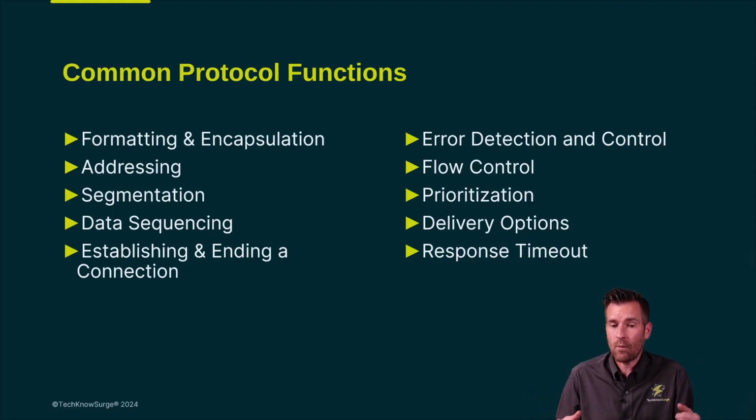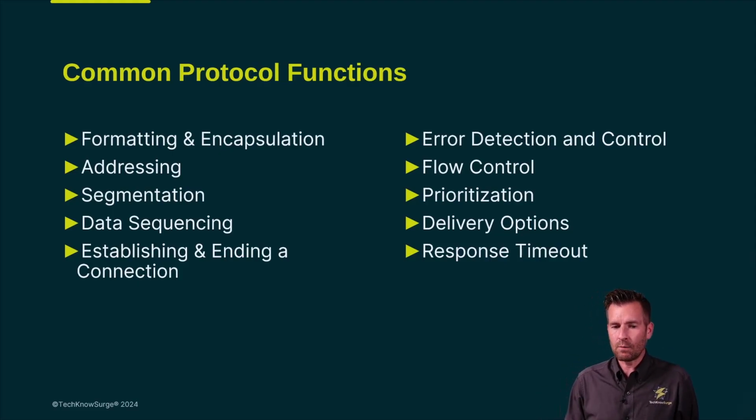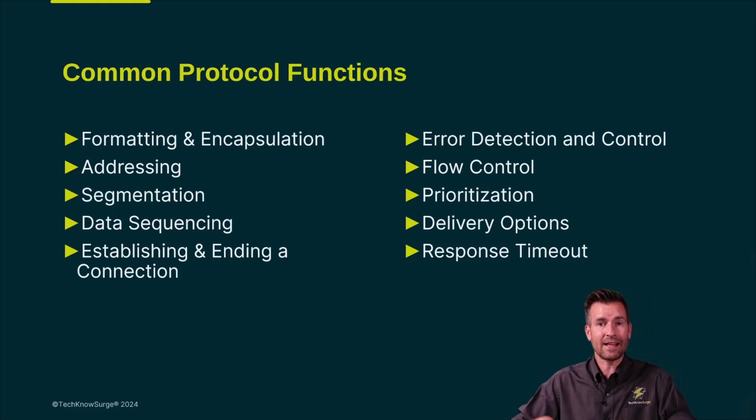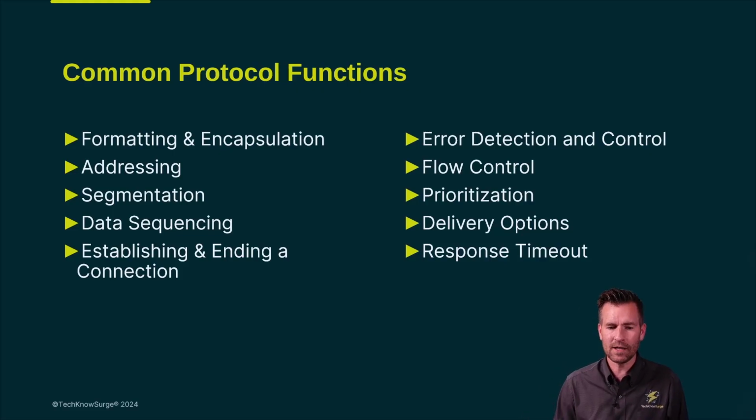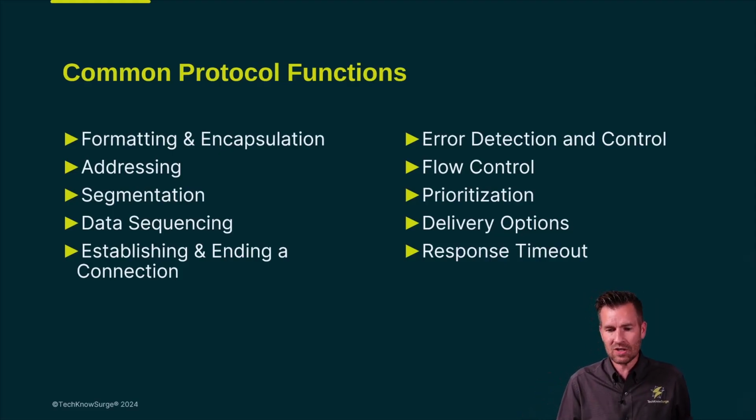So we're going to talk about what formatting and encapsulation looks like, and then I'm going to show it to you on Wireshark and see what it actually looks like. We'll also talk about addressing, and then we'll take a look in Wireshark where the addresses are at. And then we'll talk about segmentation and data sequencing and how we sequence these packets. And then I'm going to show you how that's done in Wireshark, where we see that in Wireshark. We're going to do that throughout this. We're going to establish end-to-end connectivity. We're going to talk about error detection and control. We'll talk about flow control. We'll get into prioritization. We'll also talk about delivery options and response timeout.